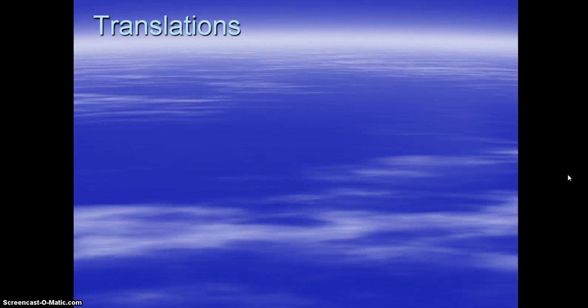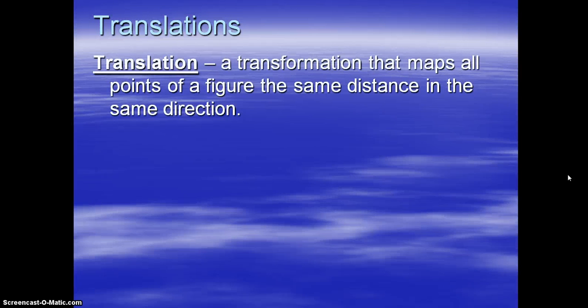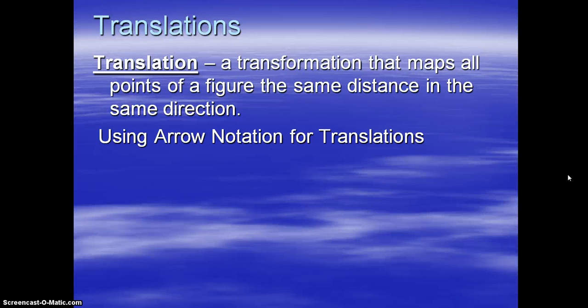Now, let's get into translation specifically. A translation is a transformation that maps all the points of a figure the same distance in the same direction. It's essentially also known as a glide. We're going to be sliding something around to get from the pre-image to the image. And what we do is use arrow notation for our translations.